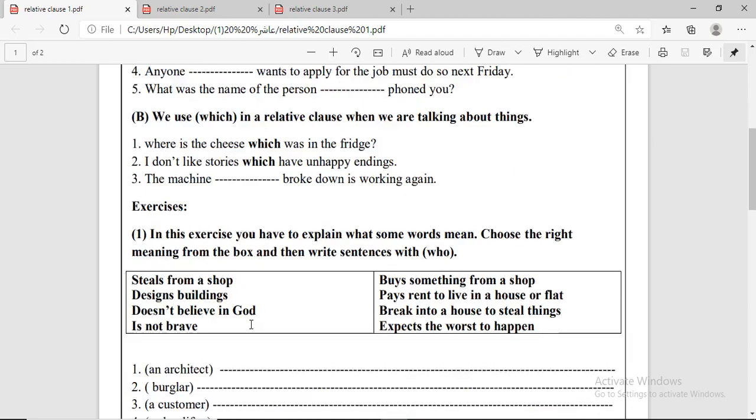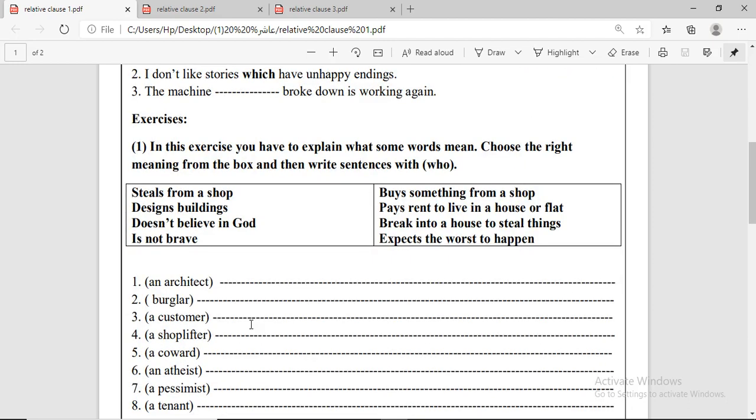Okay, let's start with exercise 1, the first exercise. In this exercise, you have to explain what some words mean, choose the right meaning from the box, and then write sentences with who. So we are going to write sentences with who, with these complements of sentences.